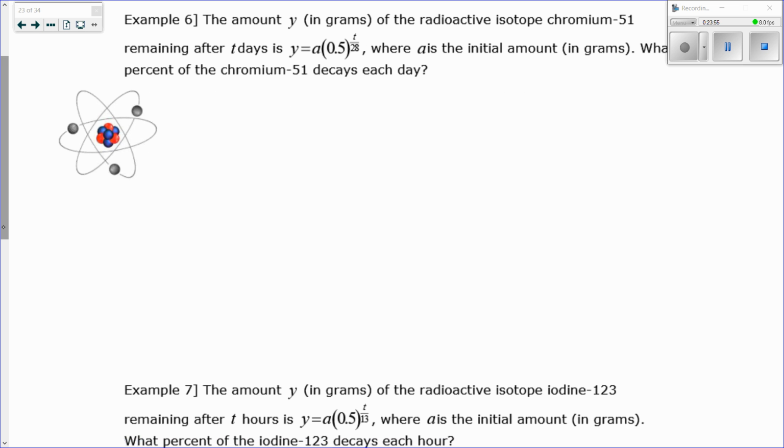The amount y in grams of the radioactive isotope chromium-51 remaining after t days is y equals A times 0.5 to the t over 28, where A is the initial amount of grams. What percent of the chromium-51 decays each day? So these problems are a little bit different because we don't have an initial amount and we don't really care about the initial amount because it's not going to change our rate of decay.